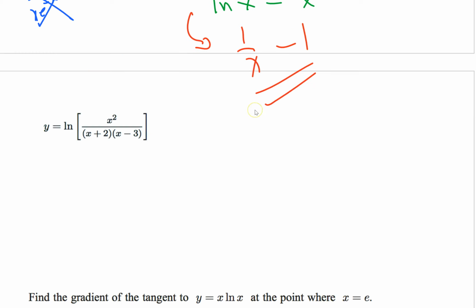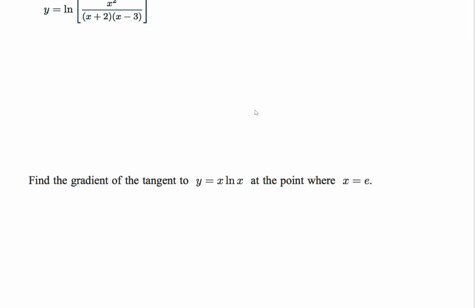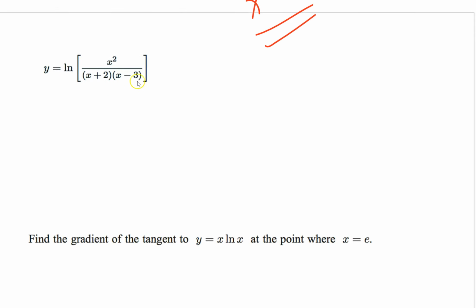And with that in mind, let's go to one of our final ones. Right here, that looks like a mess. 1 over the inside, that's all that messy times the derivative of the inside. It's a quotient rule inside of that. It's going to be a mess. Or natural log laws.